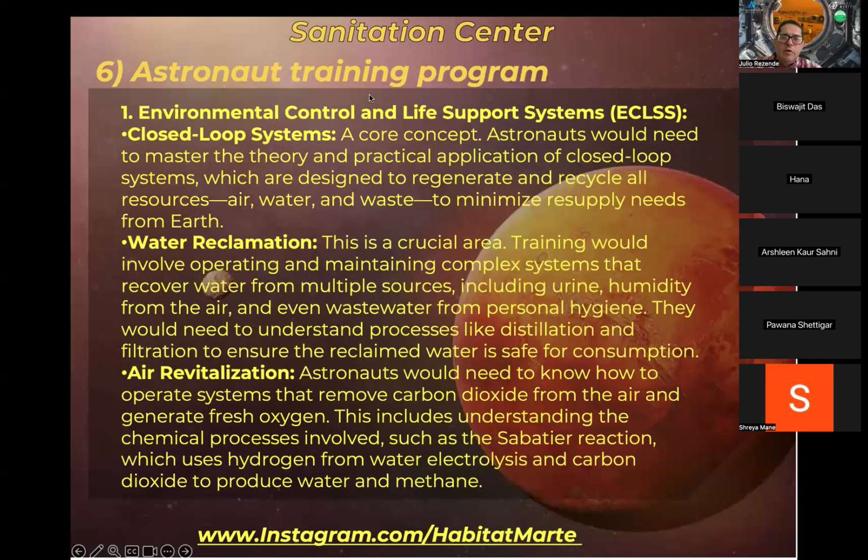We imagined different topics for the training of astronauts, four topics. The first topic would be environmental control and life support systems. They would be trained on closed loop systems, water reclamation, and air revitalization. Also, later, someone watching this presentation can pause and read all the content.